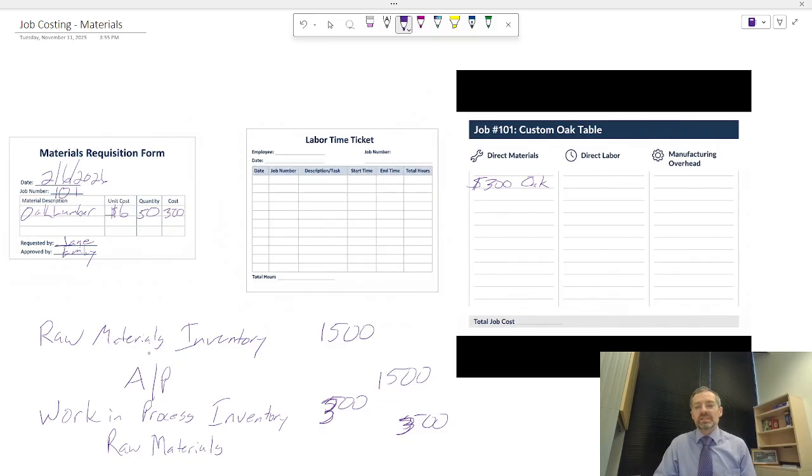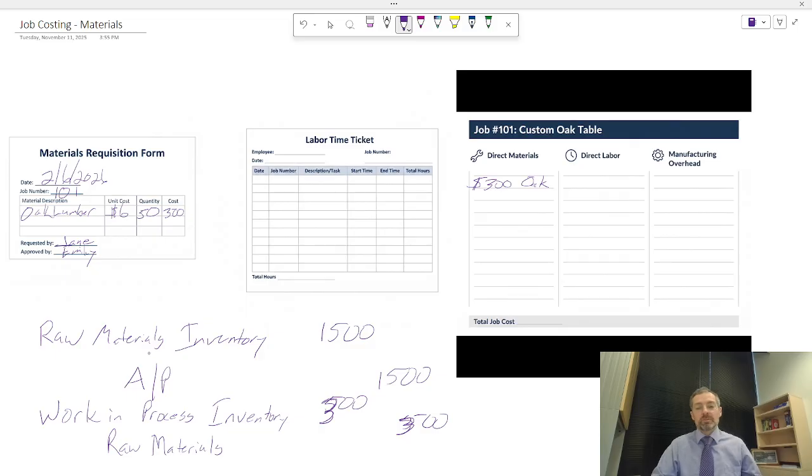Now you might be asking, what about the glue, the sandpaper, the screws, all of the little things? These are indirect materials. It would be a waste of time to count exactly 3 cents of glue for the job. Can you imagine, as an accountant, you're working here and you're saying, who is giving me a materials requisition form for 3 cents? This is going to take me like 10 minutes to put this in. I don't want to track 3 cents worth of glue.